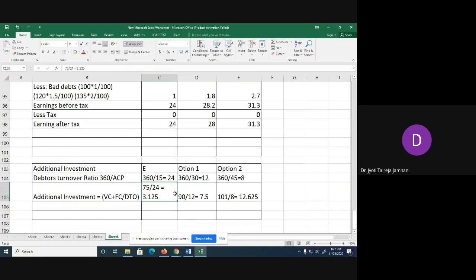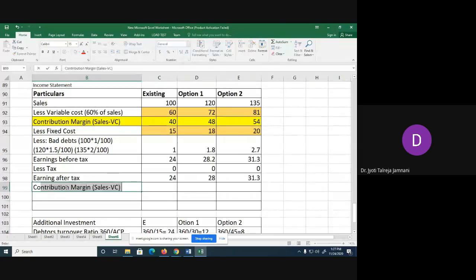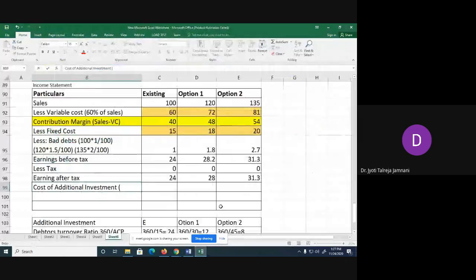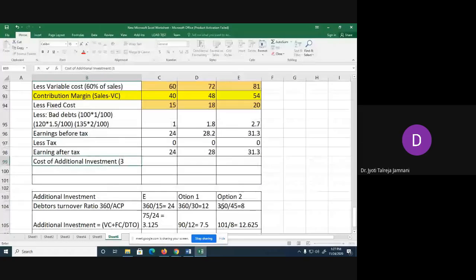So 3.125 here, right? We'll see what is the value of K, given here as 16%. So first option, 3.125 into 16 divided by 100, 0.5 you get. Check everybody. Yes, ma'am, 0.5.